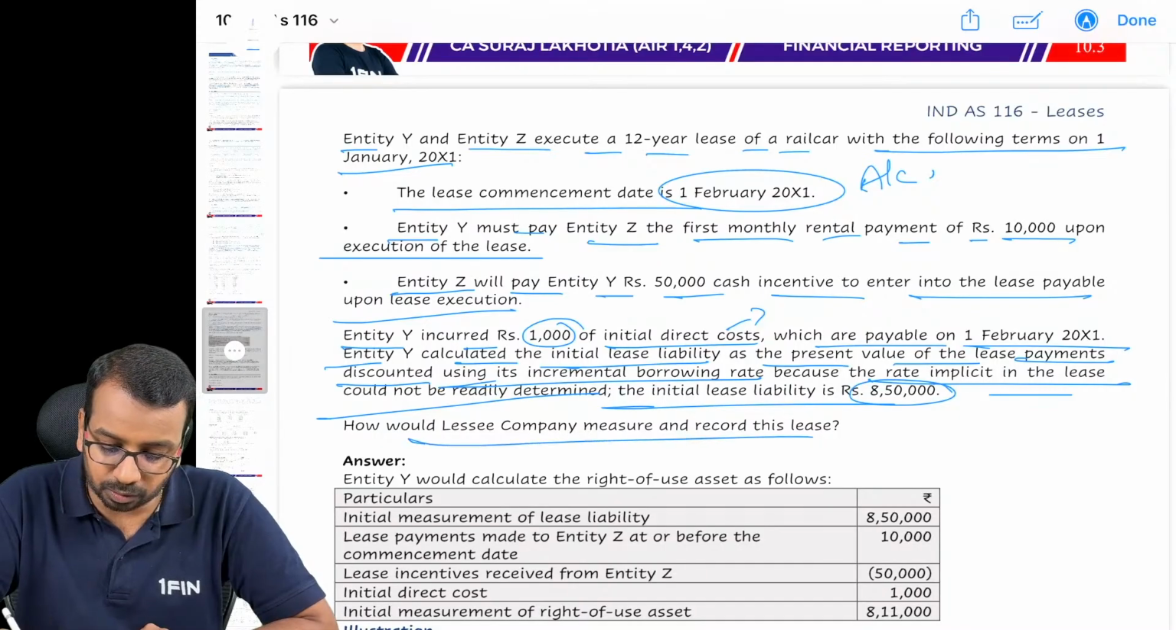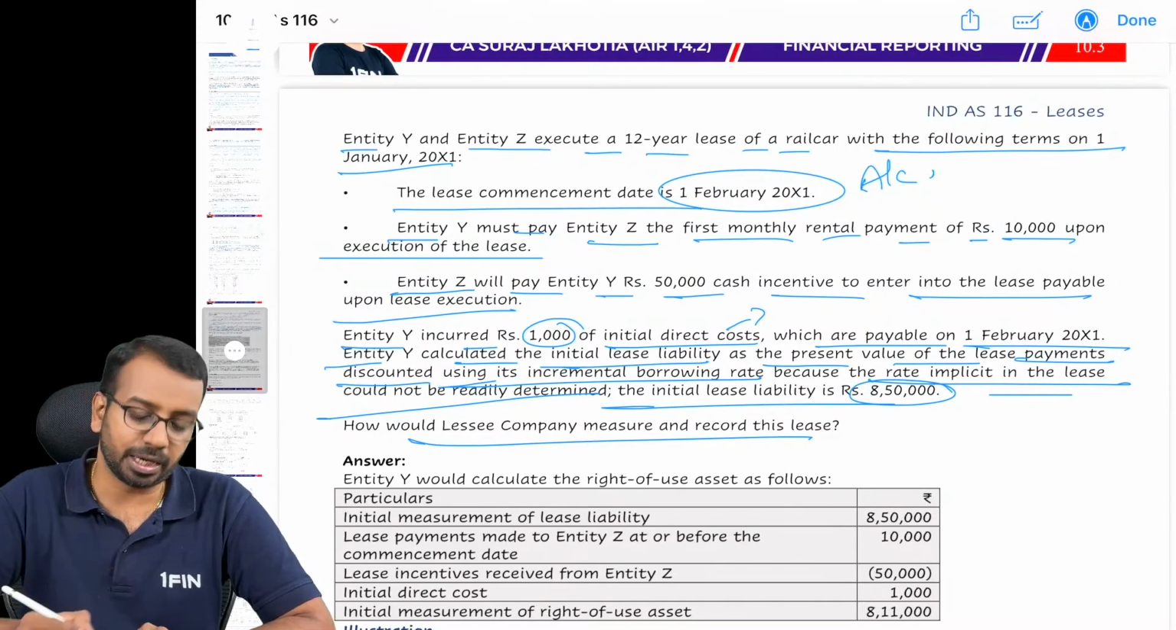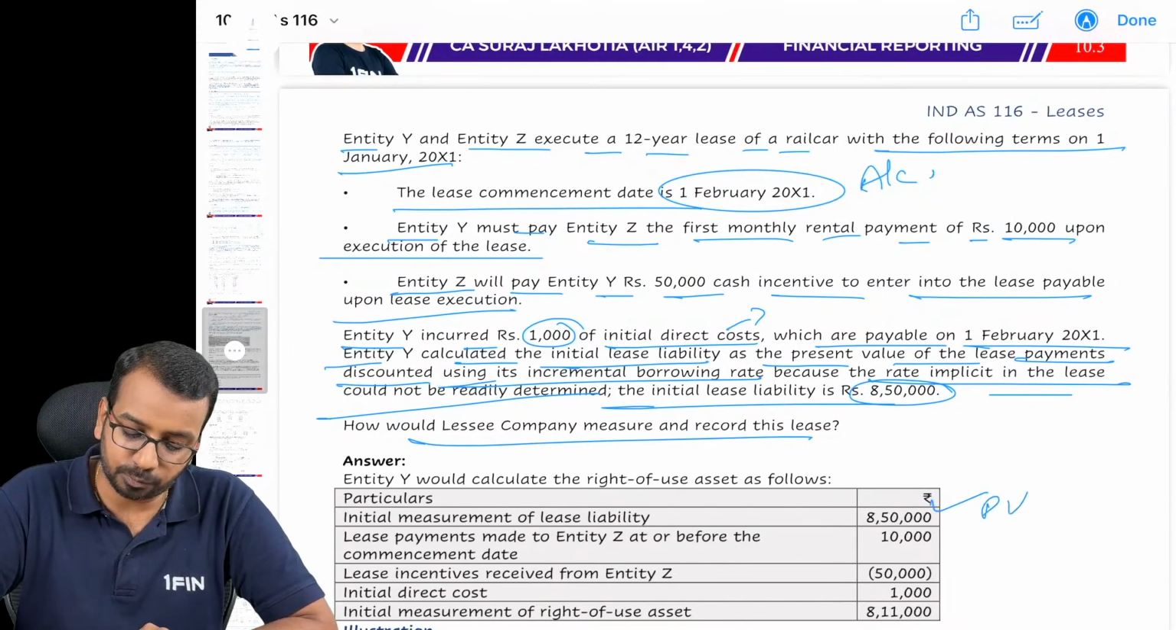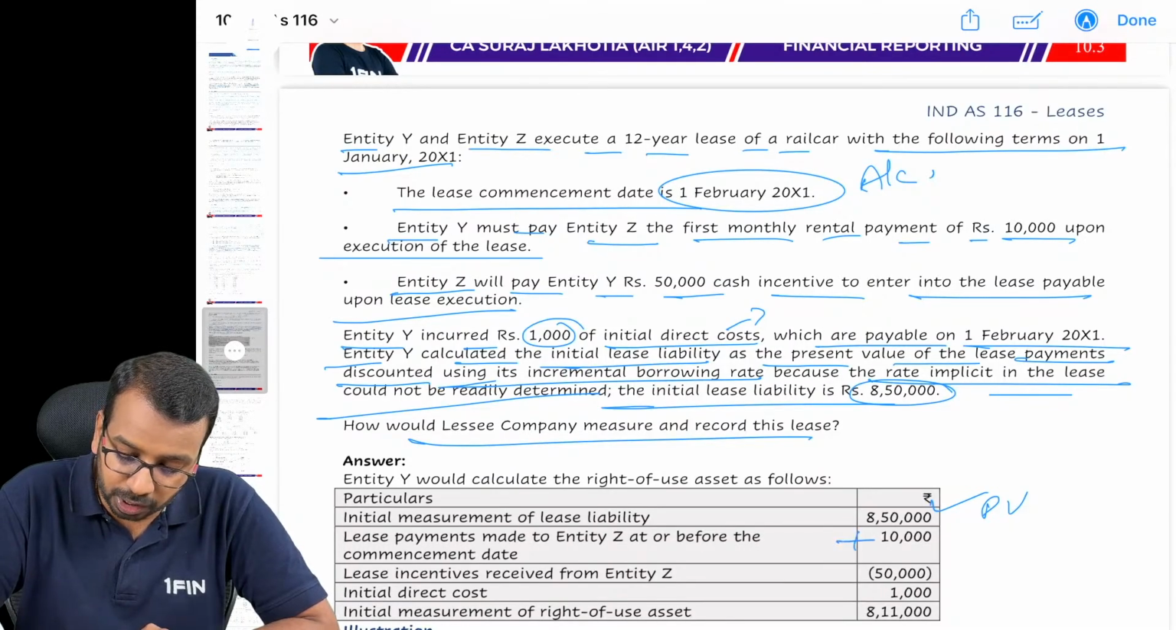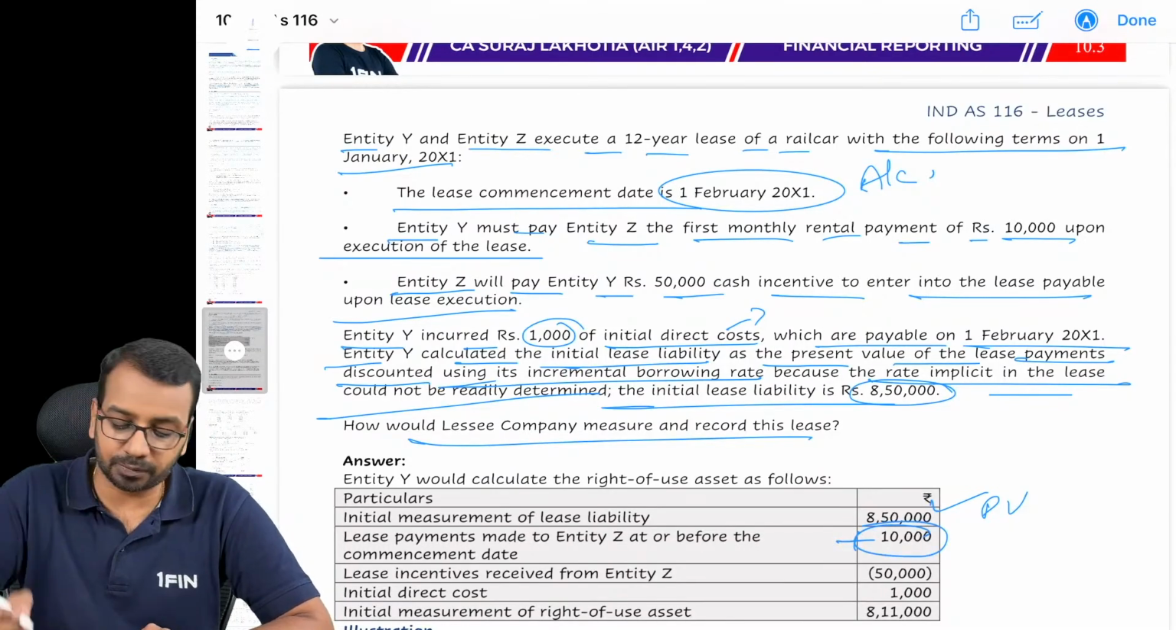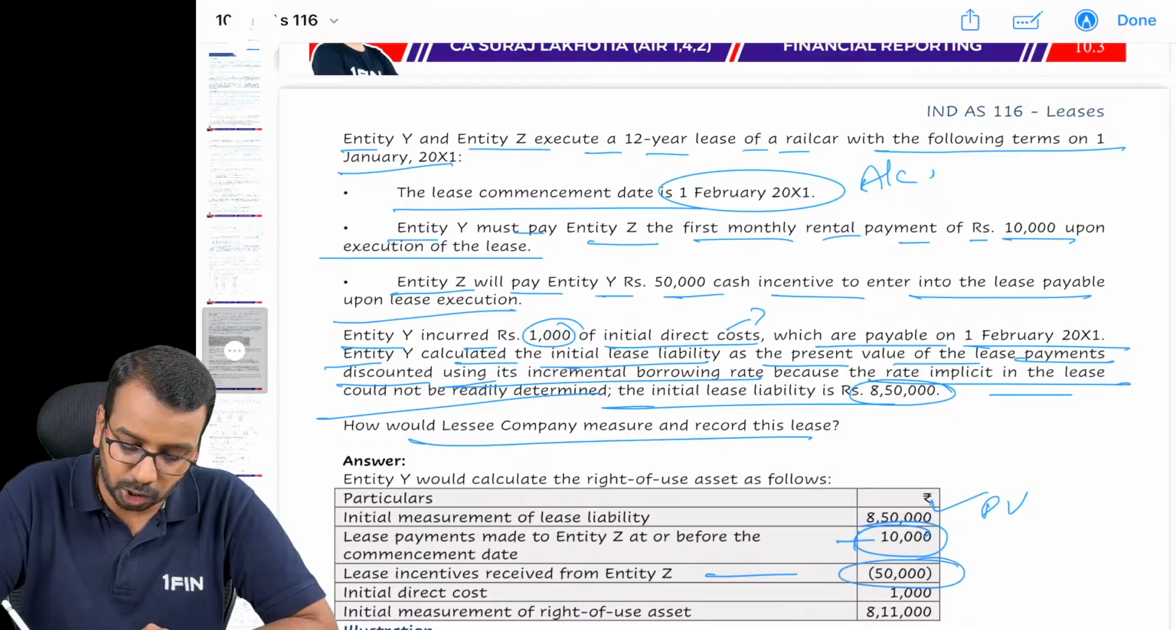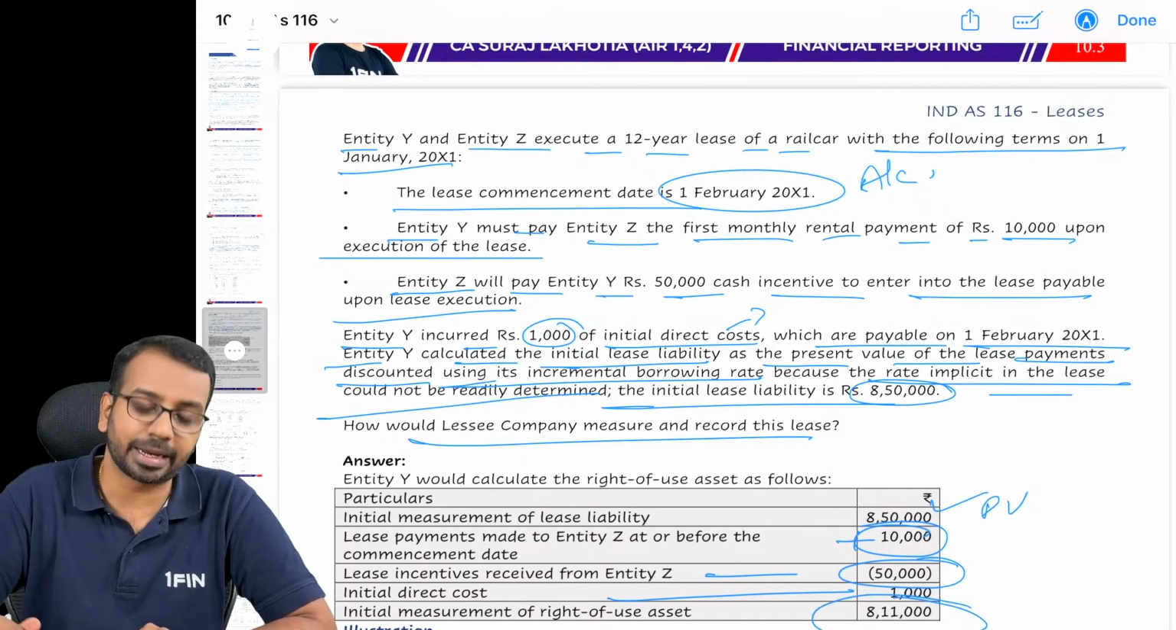Now, calculate the right of use asset and how you will do the accounting. 850 present value plus, before commencement, whatever has been paid, that will be added to right of use asset, minus incentive plus IDC will give you the right of use asset.